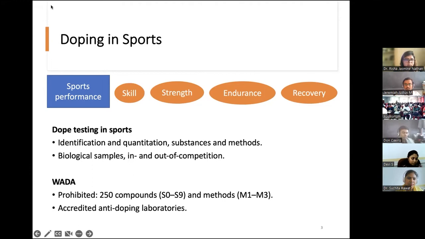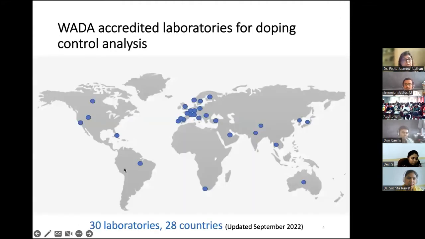Now, in various parts of the world, there are several accredited laboratories, and this accreditation comes from WADA itself. It's not that any lab in the world can just set up a system where they are testing these athletes. They need to be accredited by WADA. And we are lucky in India, we have a lab at New Delhi, the same lab where I was working.